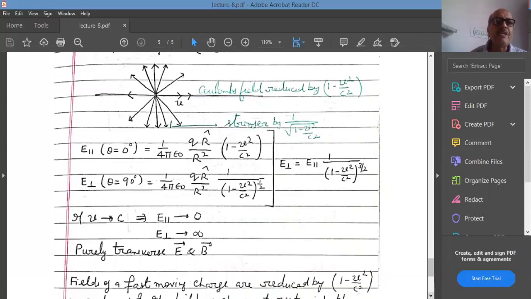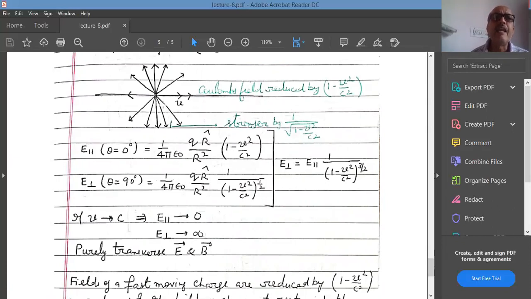If the velocity approaches the speed of light, in that case, E parallel will be equal to 0, because if b is equal to c, then b square upon c square is equal to 1, so 1 minus b square upon c square will be equal to 0, and 1 upon 0 will be infinity. So if the velocity approaches the velocity of light c, then E parallel will tend to 0 and E perpendicular will tend to infinity. So it's a purely transverse electric and magnetic field vector.